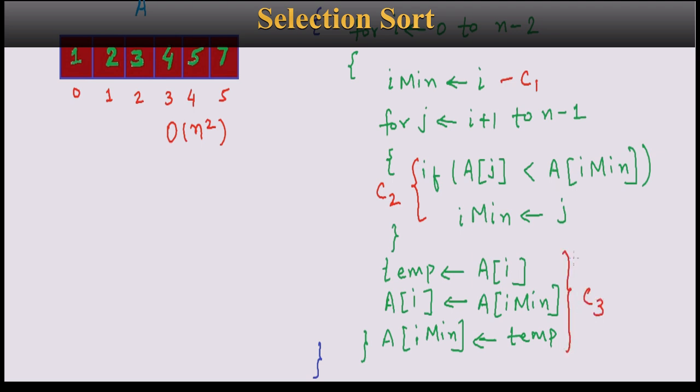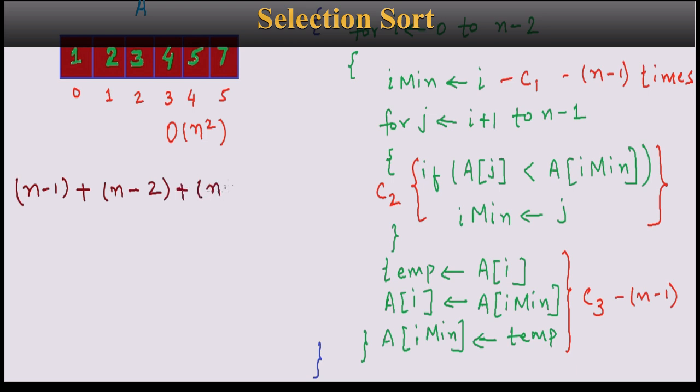This particular statement will be executed exactly n minus 1 times. This will also be executed n minus 1 times. This set of 3 lines, if we try to calculate how many times these 2 lines will be executed, it will be n minus 1 for i equal 0, n minus 2 for i equal 1, n minus 3 for i equal 2, and this will be an arithmetic progression. We will go till 1 for i equal n minus 2, and this will be equal to n into n minus 1 upon 2.